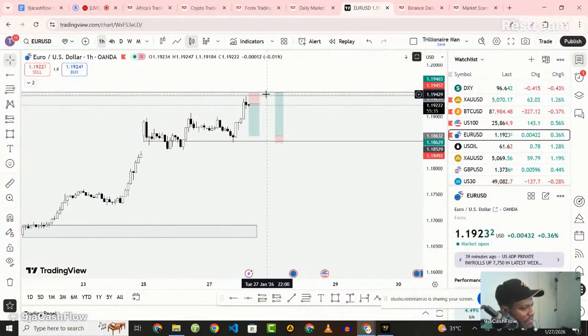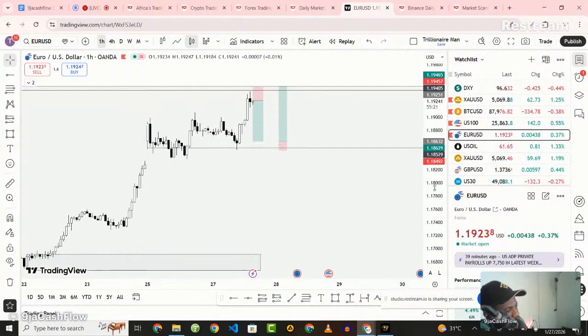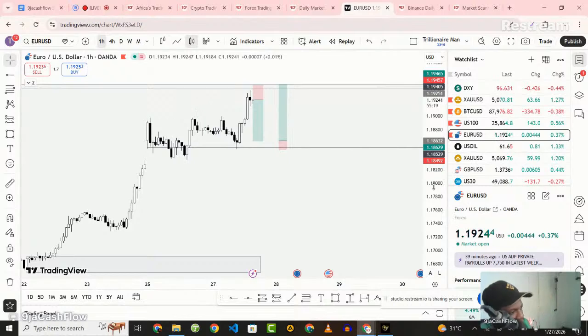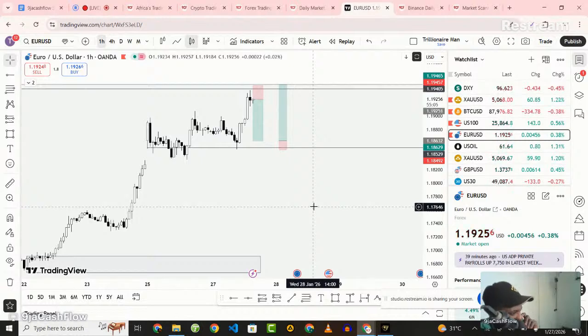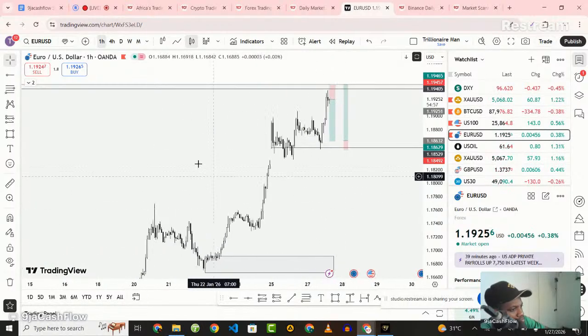So our stop loss is after the high of the day, 1.1945. So this is a very low probability trade, very low probability. It's a very low probability trade.